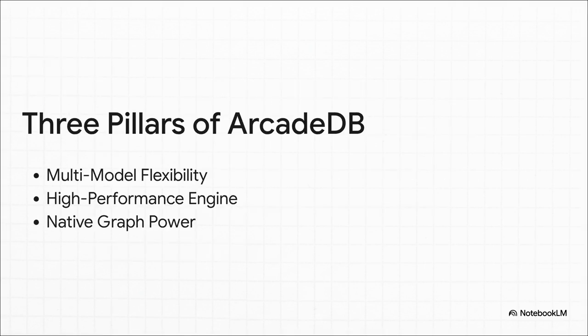If you boil it all down, its value really stands on three main pillars. First, that multi-model flexibility we've been talking about. Second, a super high-performance engine, and we'll get to how in just a second. And third, something called native graph power. Now, that last one, that is a huge deal.